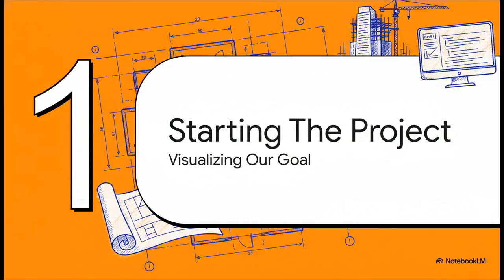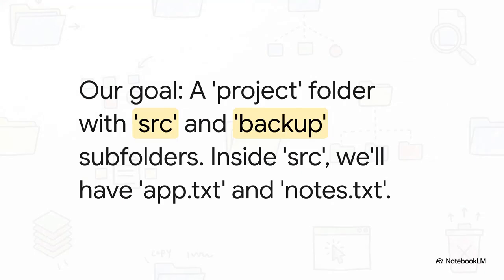Okay, first things first. You wouldn't start building a house without a blueprint, would you? It's the exact same idea here. Before we type a single thing, we need to have a super clear picture of what we're actually trying to make. And here is our blueprint. It's pretty simple. We want a main folder called project. Inside that, a src folder for our source files and a backup folder for backups. Then, inside src, we'll create two files, app.txt and notes.txt. Nice and clean. This is our target.